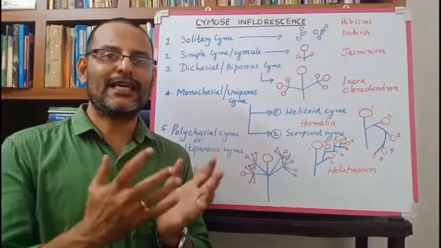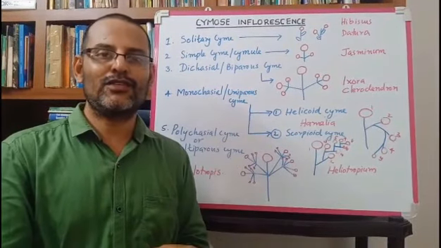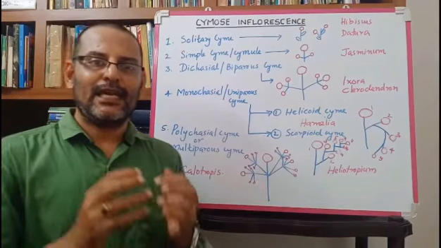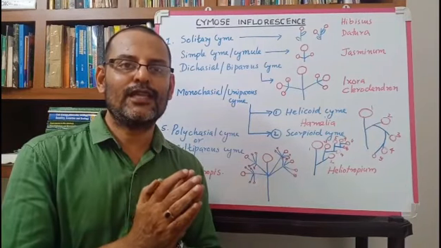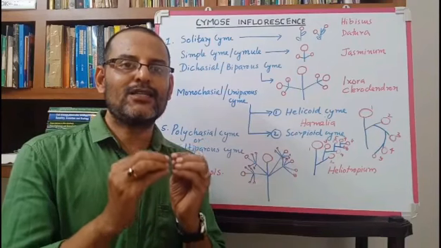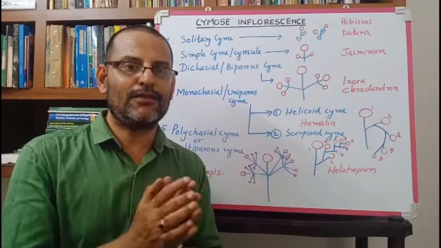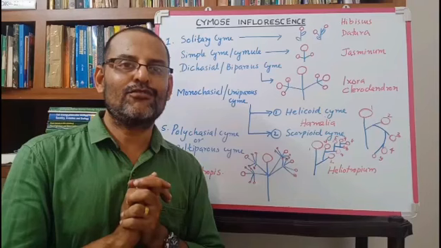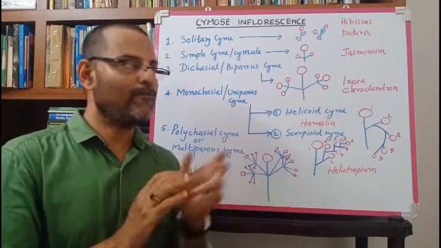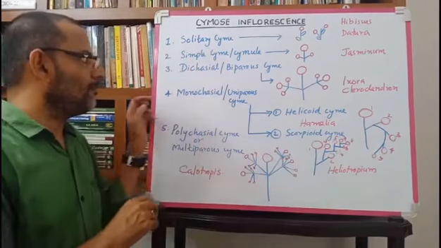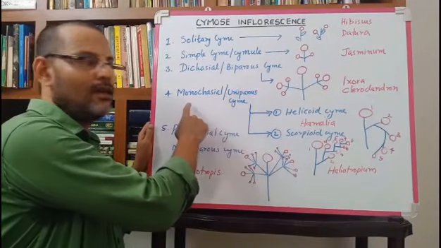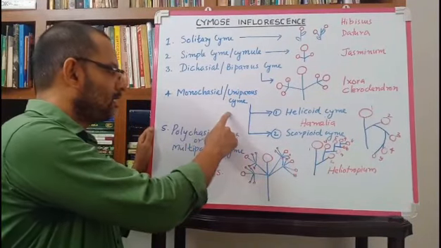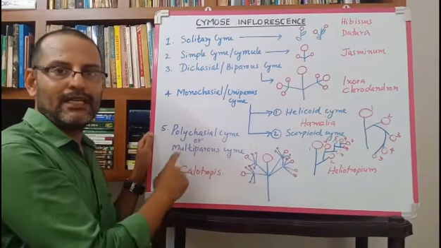So let us once again revise the topic which we have discussed, that is about cymose inflorescence. Cymose inflorescence is an inflorescence where the inflorescence axis or the peduncle ends in a flower. There are five main categories of cymose inflorescence. They are solitary cyme, simple cyme or cymule, dichasial or biparous cyme, monochasial or uniparous cyme, and polychasial or multiparous cyme.